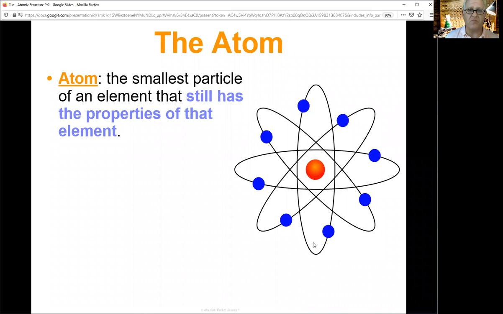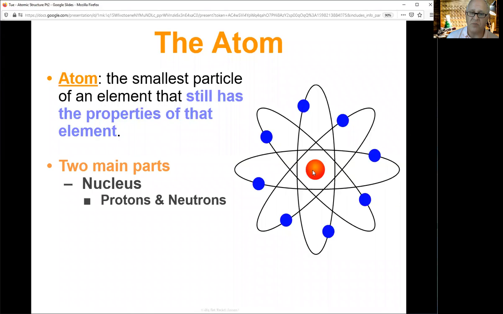The atom is the smallest particle of an element that still has the properties of that element. And there are two main parts. You've got the nucleus, which is the center, which has the protons and the neutrons. And then you have the outer part, the electron cloud. The electron cloud holds all of the electrons.